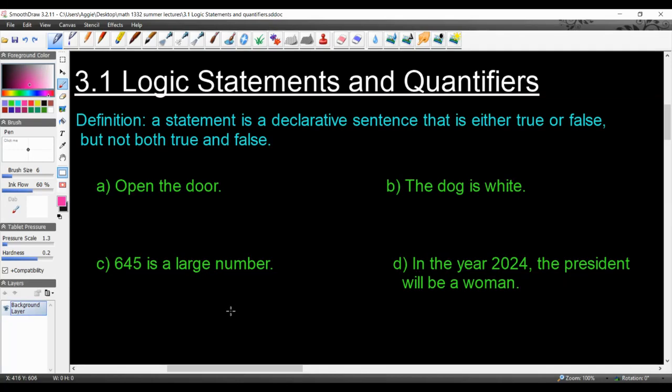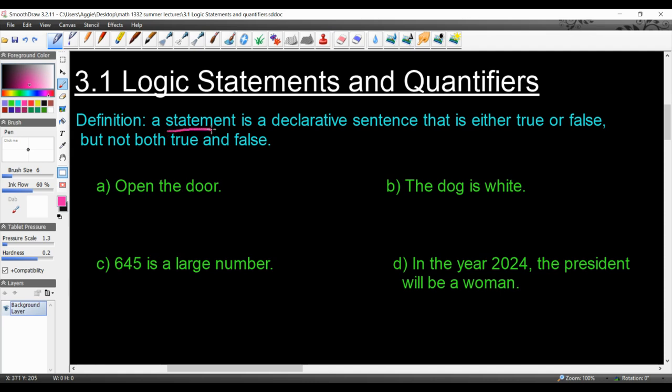This video is going to cover section 3.1, logic statements and quantifiers. So first of all, we want to think about what it means for something to be logical. When you're saying, oh, well, that makes sense, or that doesn't make sense, usually it's based on some kind of logic, whether something is true or false. So before we even get to that true or false, we have to define what we're talking about. In this case, that would be a statement.